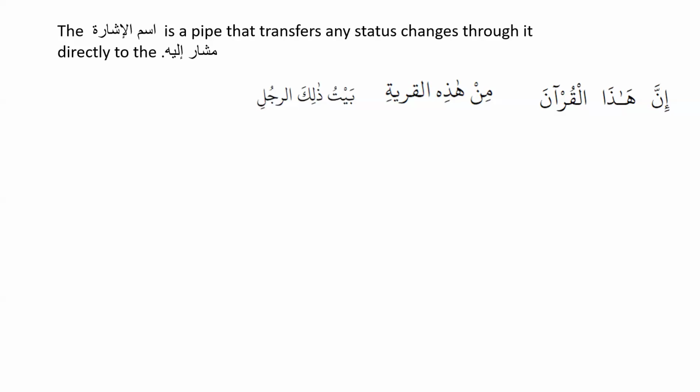The same thing also happens with mudaf and mudaf ilayh. If you say baitu zalika rajuli, baitu is house, and ar-rajuli means the man. Baitur rajuli means the house of the man. In between we have zalika. So that is fine. Baitu makes ar-rajuli mudaf ilayh, and in between zalika is a non-flexible word. So we can say that house of the man. We can say it that way also.